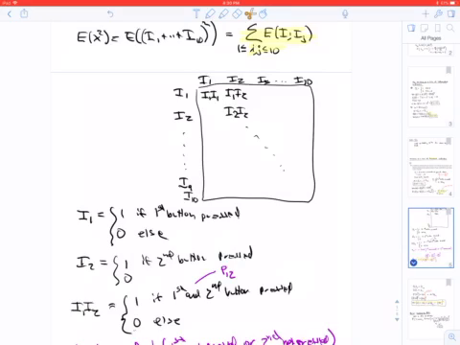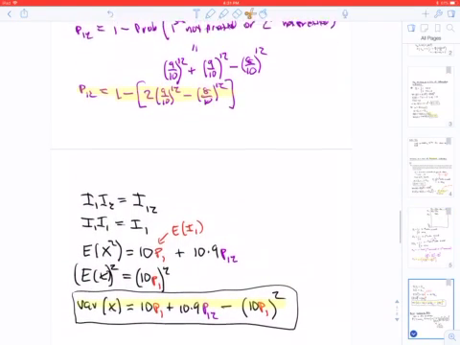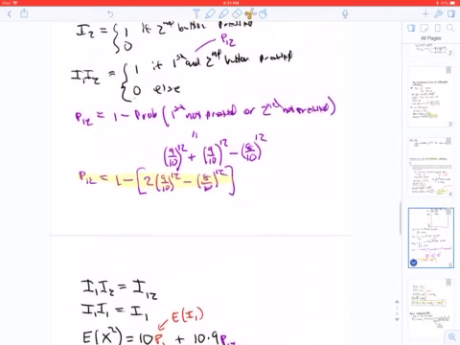And notice that the expectation of all the diagonal terms are the same. They're just P1. And the expectation of all the off diagonal terms are all the same. They're just P12, sorry. So we can write the expectation of X squared is 10 times P1 plus 10 times 9, or 90, P12. And of course, the expectation of X, quantity squared, is 10 times P1 squared. So the variance of X is 10 P1 plus 10 times 9 P12 minus 10 P1 squared.